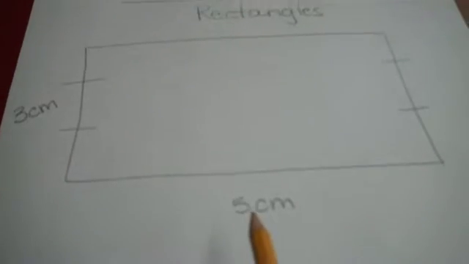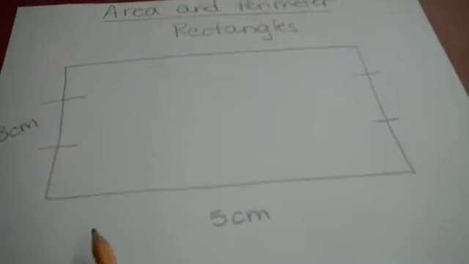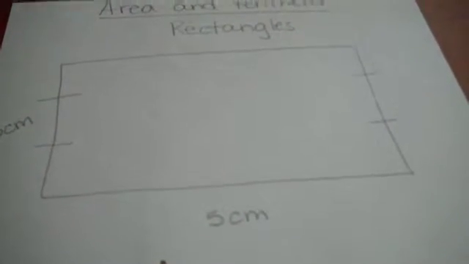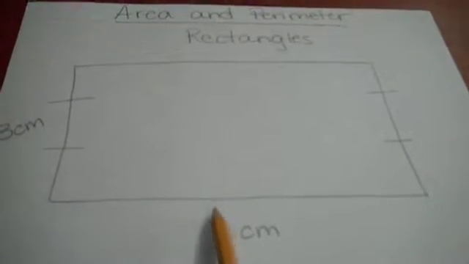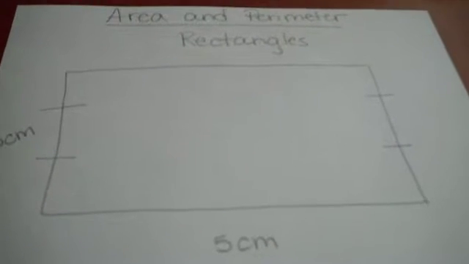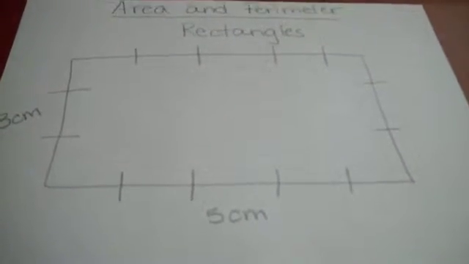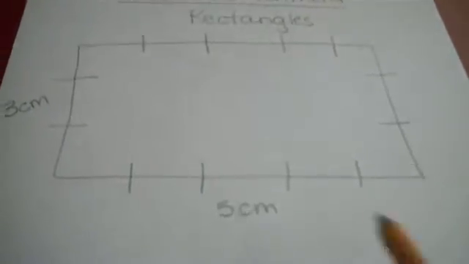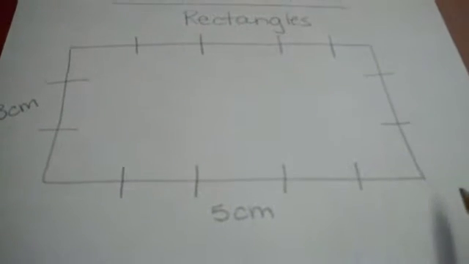Now I'm going to look down at my side that's 5 centimeters, and you guessed it, I'm going to also divide this guy into 5 pieces. To do that, I'm going to draw 4 lines to make 5 pieces, and I'm going to do that for both this side and this side. Now you can see I've divided up the entire perimeter of my rectangle, and I've got 5 pieces on each of my long sides and 3 pieces on each of my short sides.